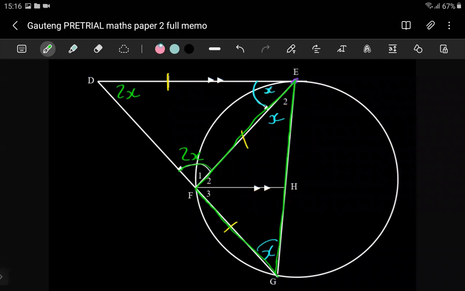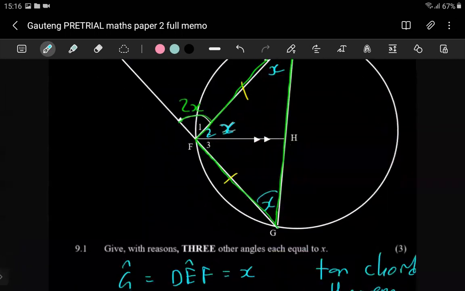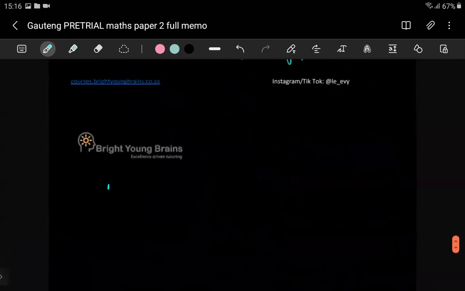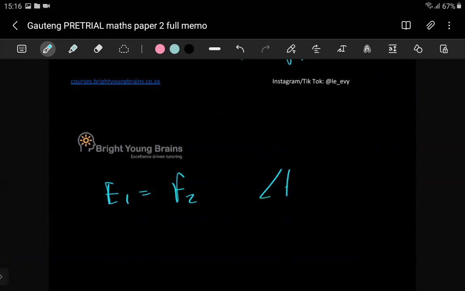Well, oh, the other one that's equal to X is this one. Alternating angles. You probably saw it earlier. This is equal to X because these are alternating angles. So E1 is equal to F2, alternating angles.